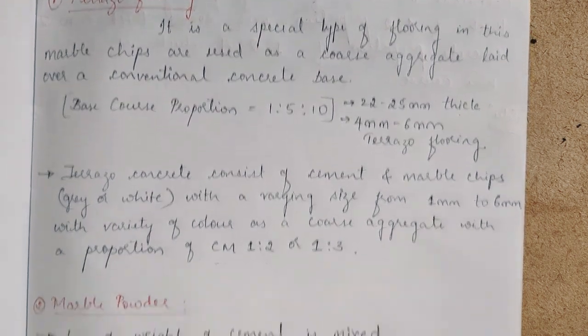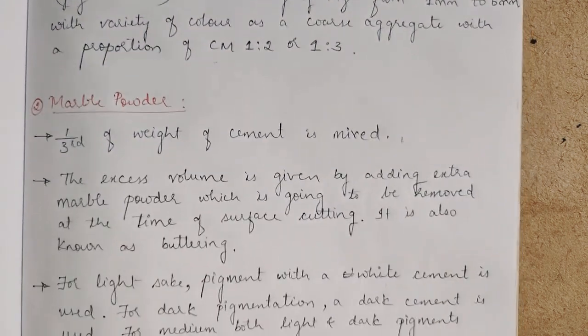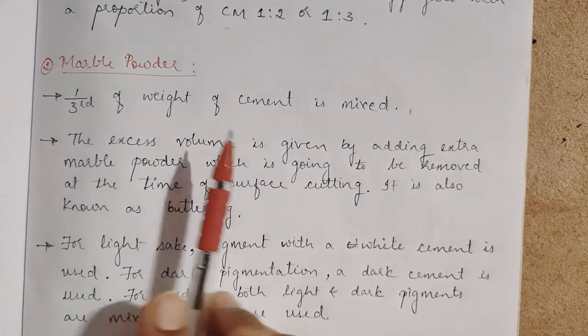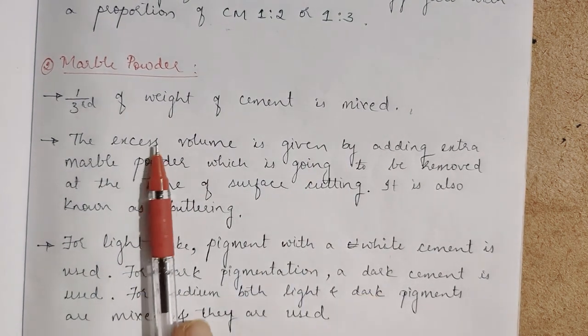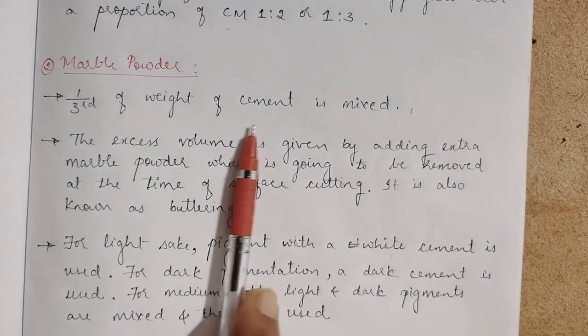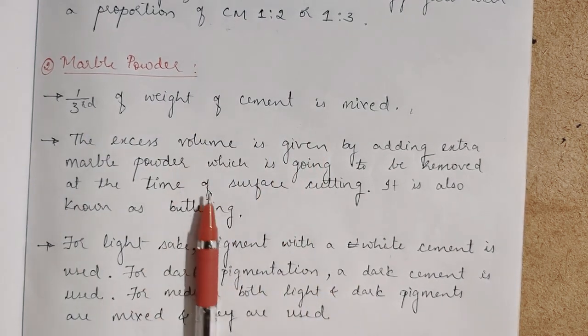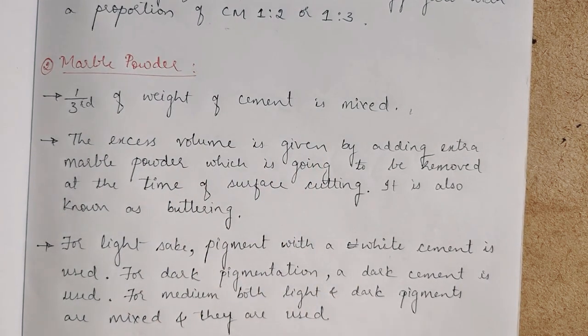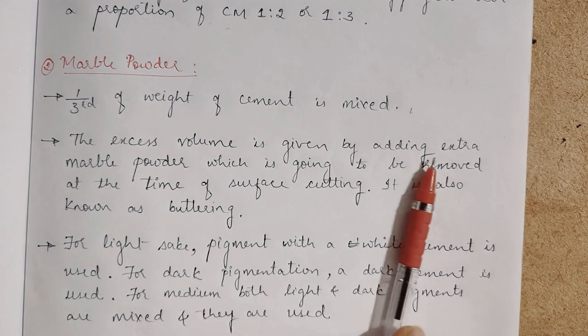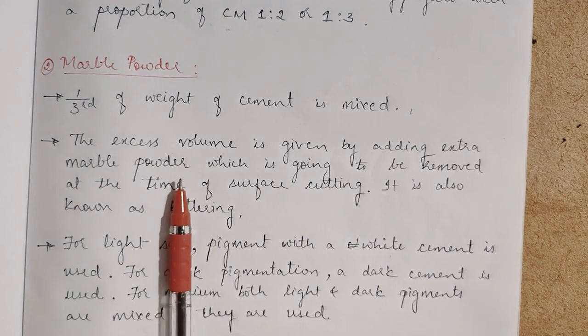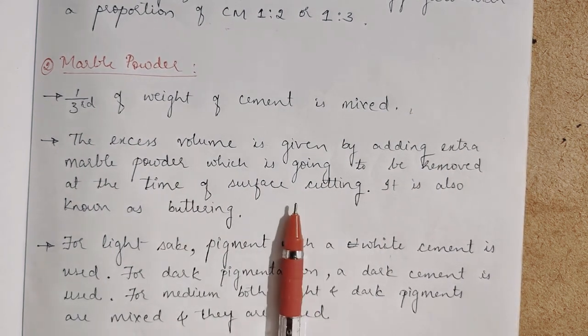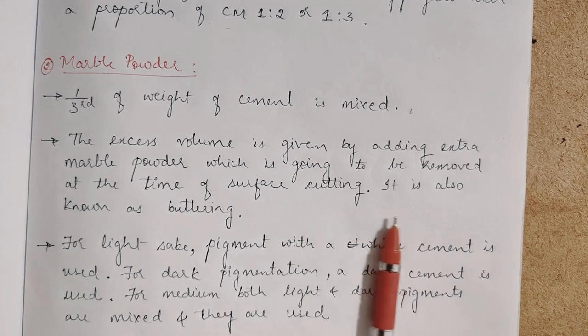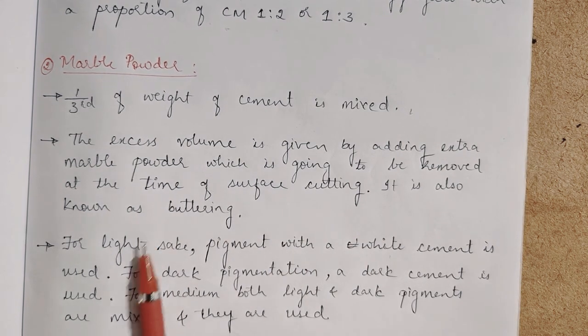Now marble powder. 1/3 of the weight of the cement is mixed as marble powder. So 1/3 of the weight of what? Cement is mixed with the marble powder when we give the marble finish in flooring work. The excess volume is given by adding extra marble powder, which is removed at the time of surface cutting. It is also known as buttering.